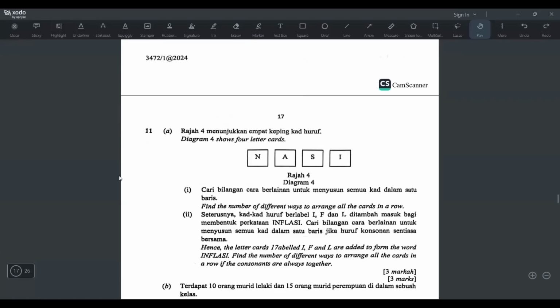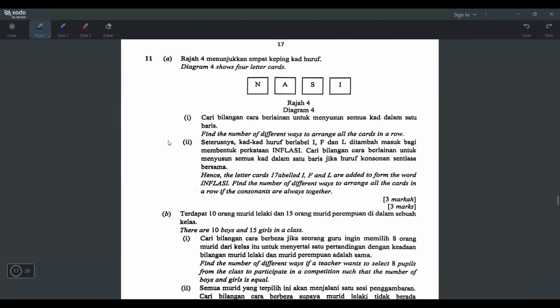Okay, finished. Okay, let's do number 11. So 11A, diagram 4 shows 4 letter cards: N, A, S, I, NASI, 4 cards. Number 1, find the number of different ways to arrange all the cards in a row. So for question A1, they want you to arrange all these cards in a row. So we have 4 letters, right?